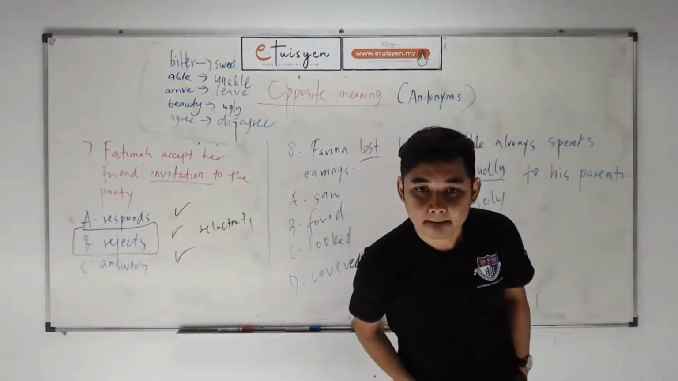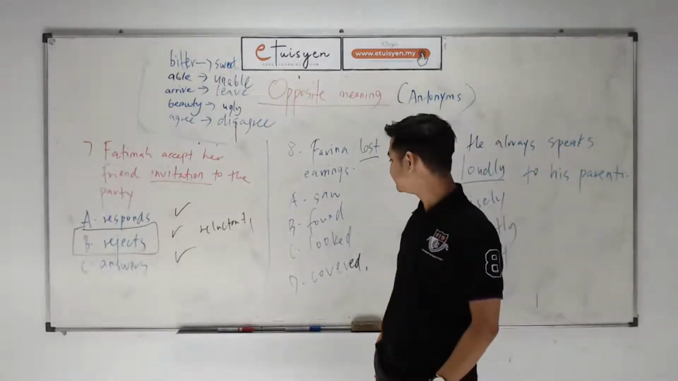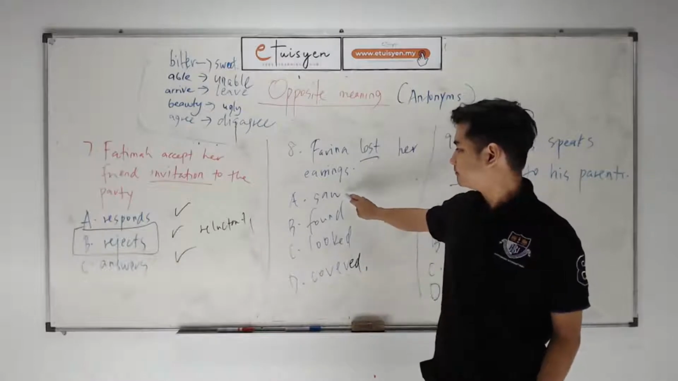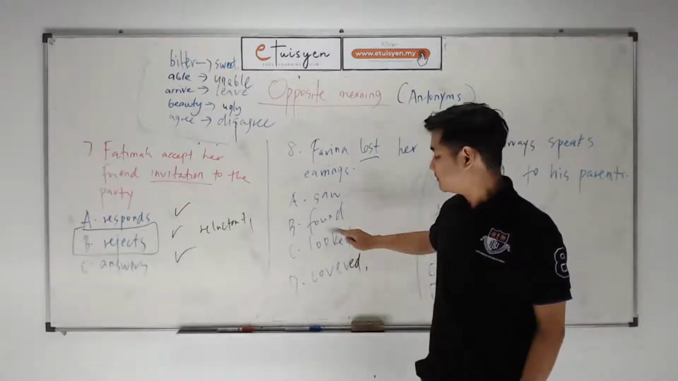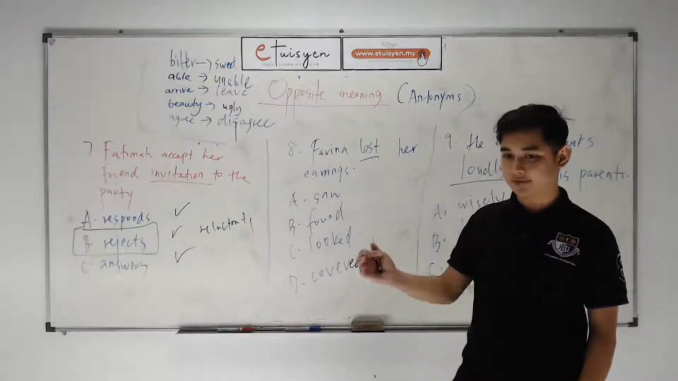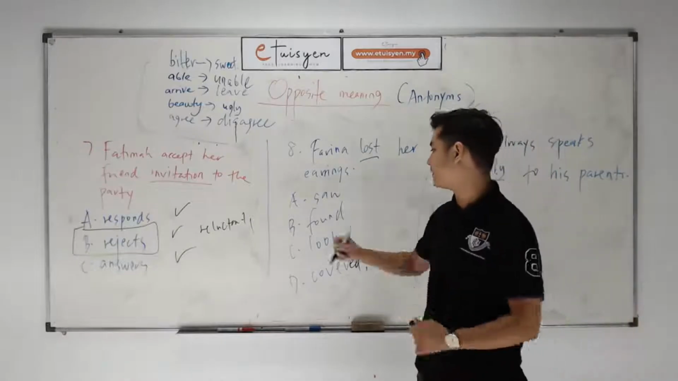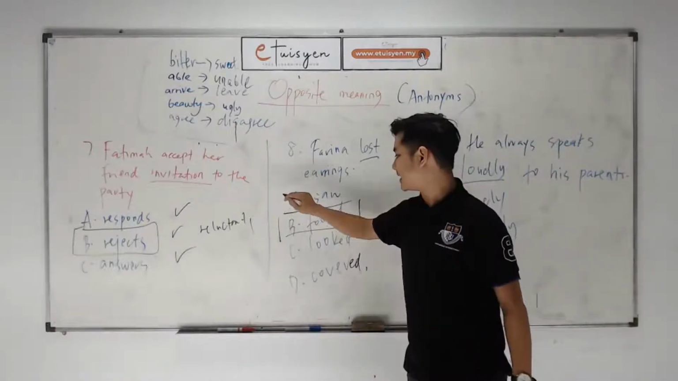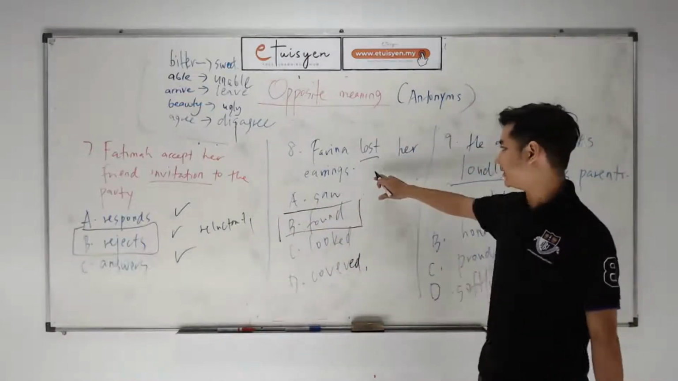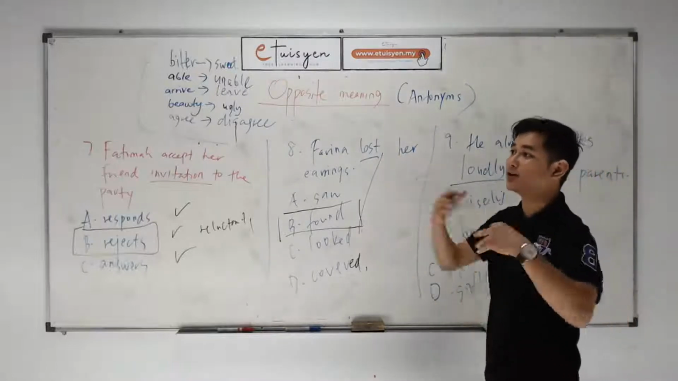So the answer is... melihat, jumpa, melihat samalah, covered, cover lah, menutupi. So the answer is good, found. Opposite meaning dia akan jadi found. Alright, lost become found. Lost and found, biasa kita dengarkan lost and found.